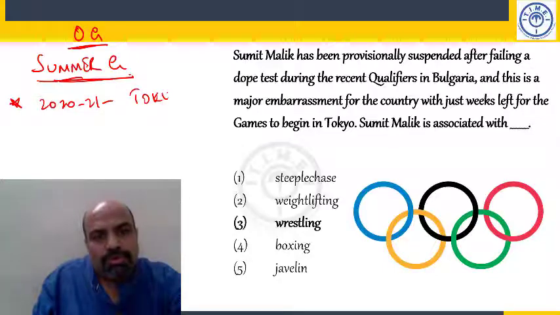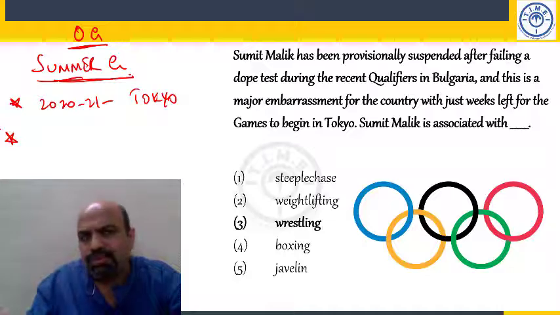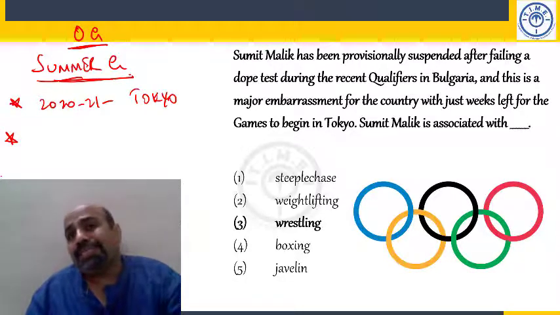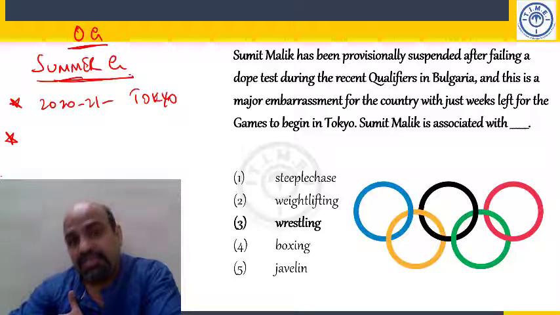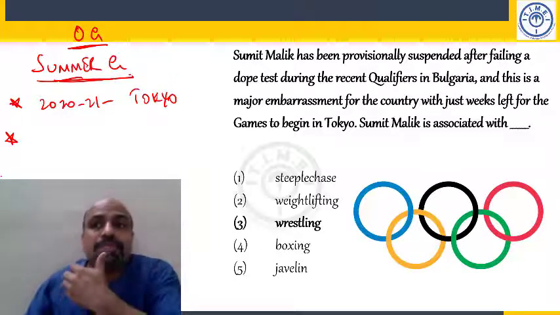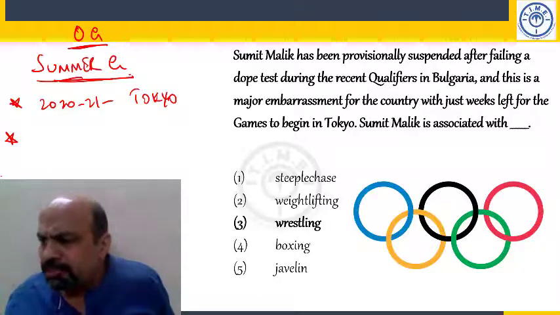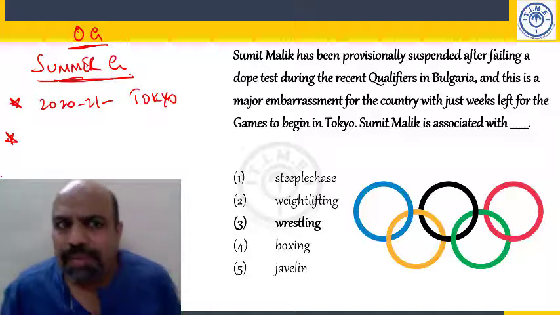2020-21 Tokyo. Venue: Tokyo. They were meant to be held last year, but they have been pushed to this year, of course, and it is unlikely that things will go smoothly this year because there is a considerable degree of opposition in Japan itself because of the games. Japan is one of the least vaccinated developed countries. Just about 4% of the Japanese population is vaccinated. And if you think India is doing badly, you should know what Japan is doing.